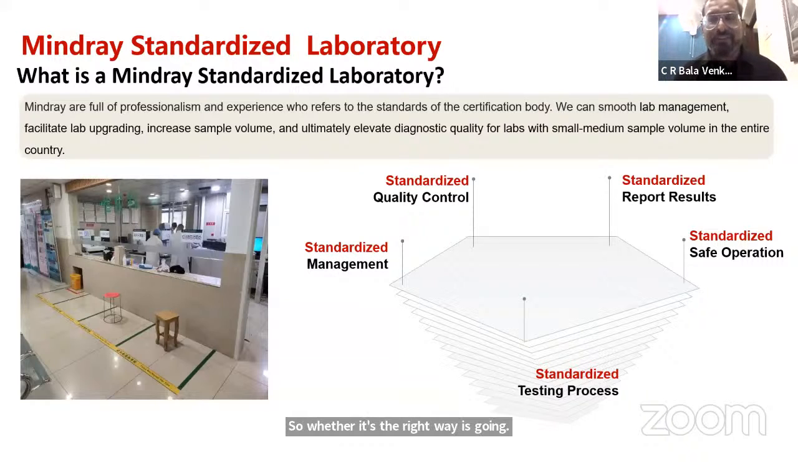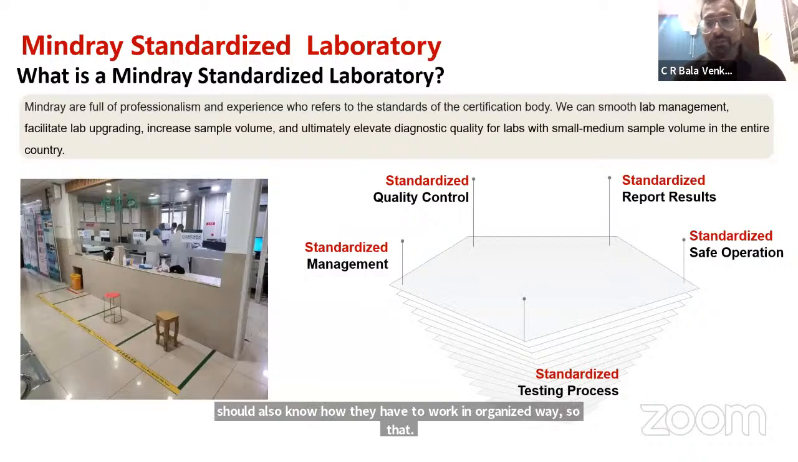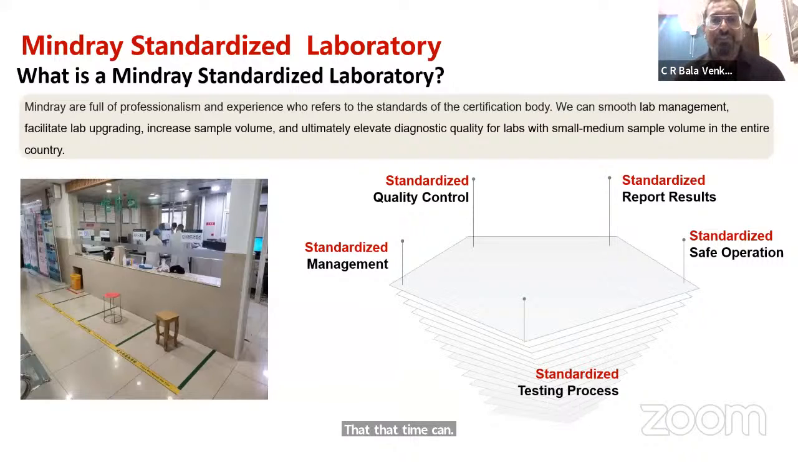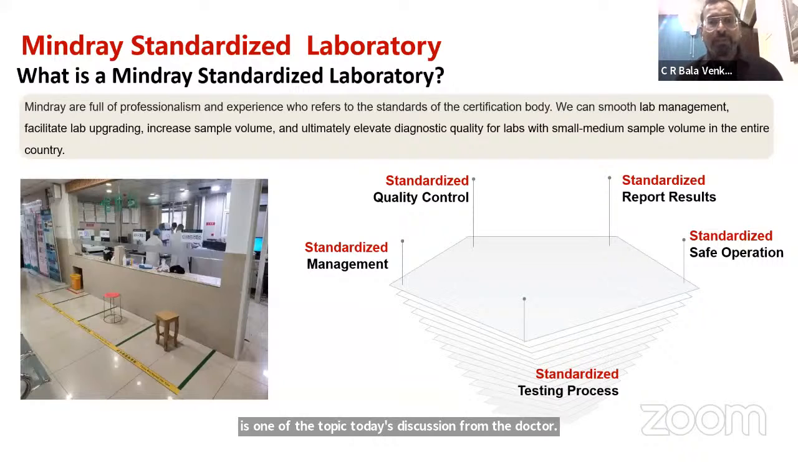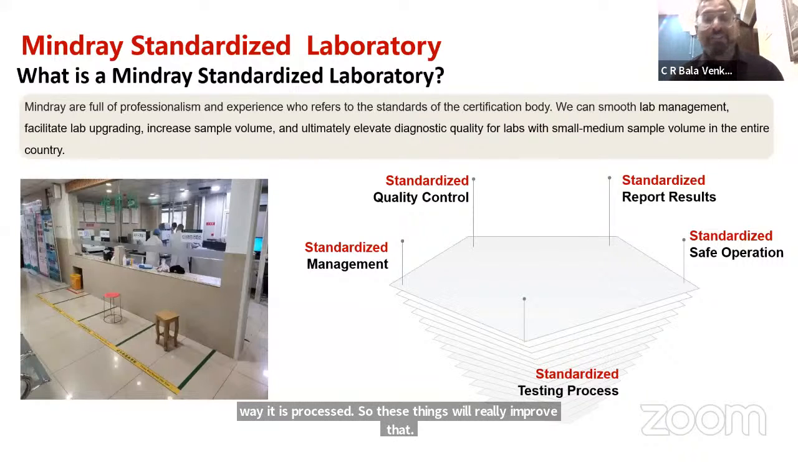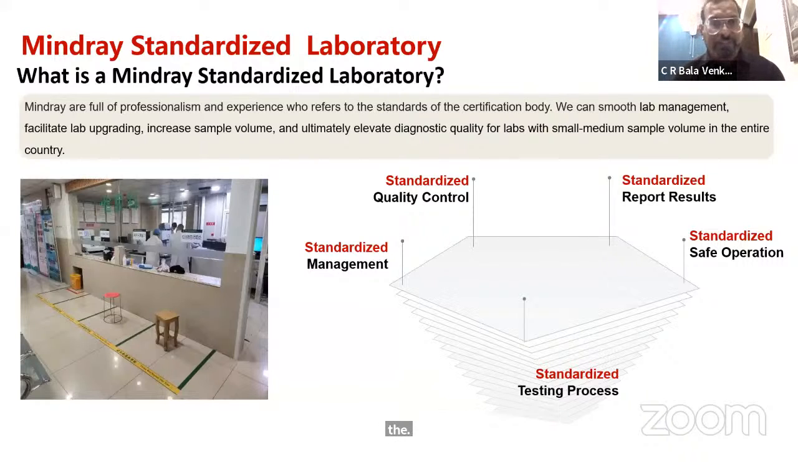Similarly, the lab staff should also know how they have to work in an organized way, so that time can improve. This is one of the topics for today's discussion from the doctor, where we want to improve the TAT, how we can improve the ergonomics movement inside the lab, the way it is processed. So these things will really improve the timeliness, how they complete it in an effective way. That way, thereby you can achieve the TAT.